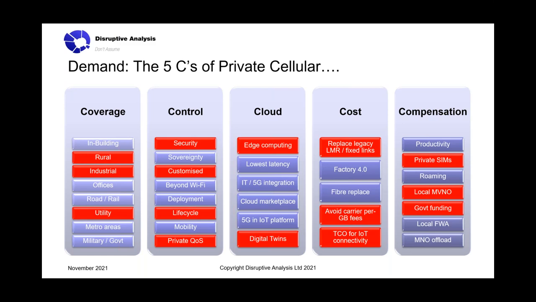Cost is fairly self-explanatory, whether that's around the legacy of LMR or whether it's avoiding carrier fees per gigabyte or per subscriber or per user. And it's also for IoT connectivity, looking at total cost of ownership. One last one, compensation. I know that some utility companies are morphing into public service providers and using private networks to deliver connectivity to other third parties, whether that's other utilities or infrastructure services, highway and road agencies, for instance, or in some cases may even be able to offer community level fixed wireless access or other services depending on local competition and regulatory issues. So there's a lot of reasons why companies, if they can get private network and they've got the skills, might want to take that approach.